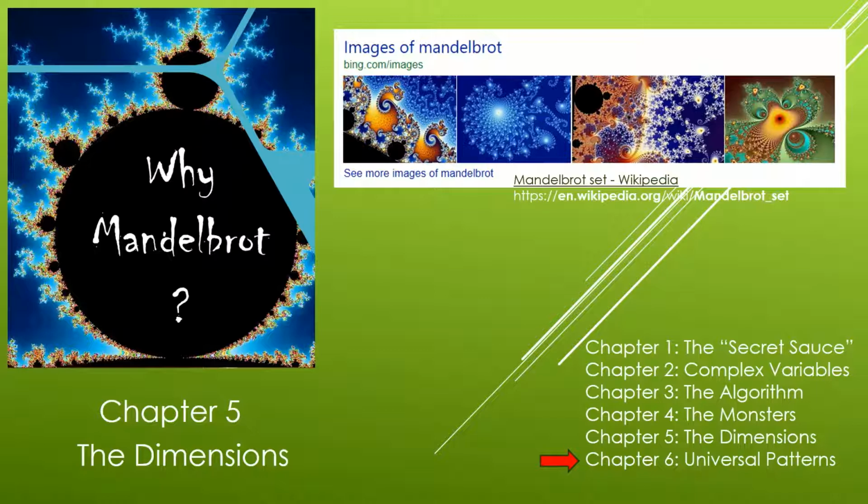This concludes Chapter 5, The Dimensions. We have now covered the secret sauce, complex variables, the algorithm, the monsters, the dimensions, and the last chapter is entitled Universal Patterns. And these are patterns throughout the universe, throughout nature, that speak to fractals and relate to what we're doing with regard to Mandelbrot.